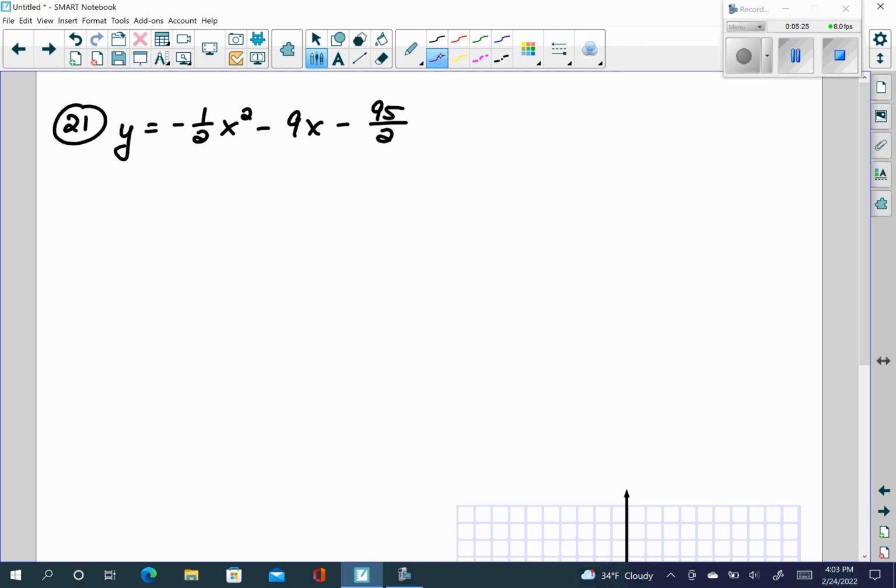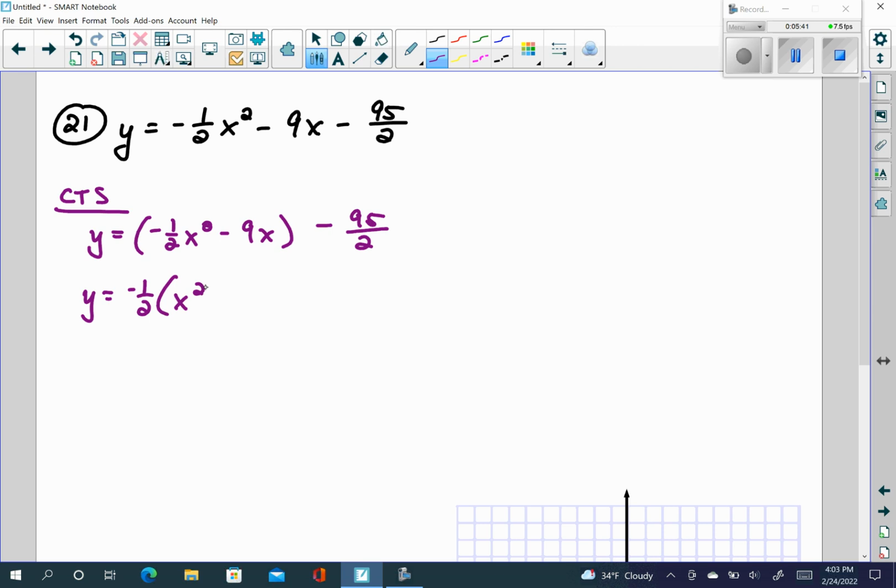All right, let's take a look, completing the square for number 21. Again, we're going to start by grouping the first two terms together, and then leave that minus 95 halves at the end. Factor out a negative 1/2. That will always leave us now with the x squared. A negative times a positive is a negative.